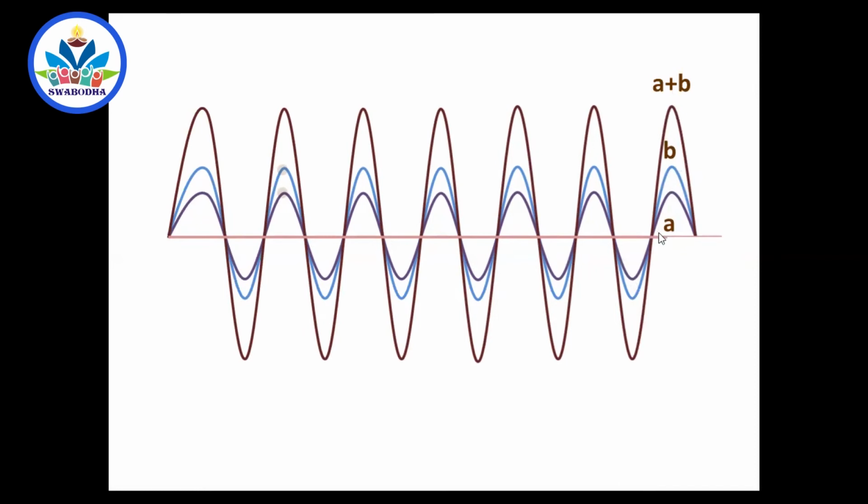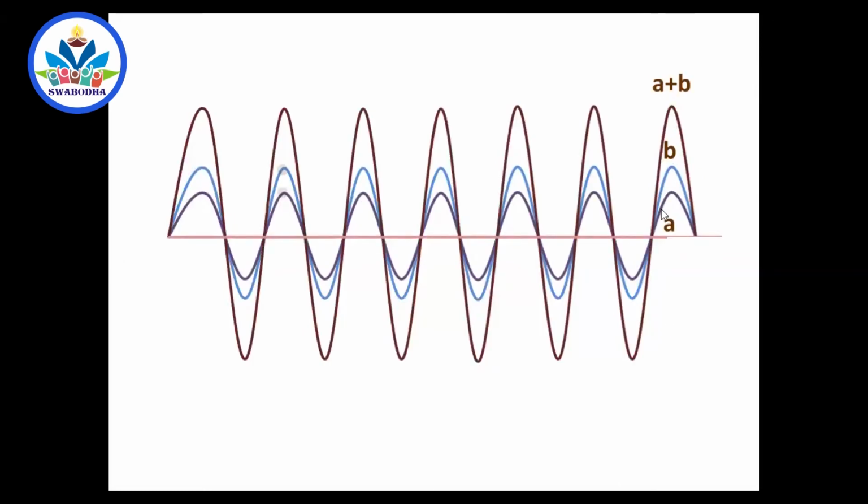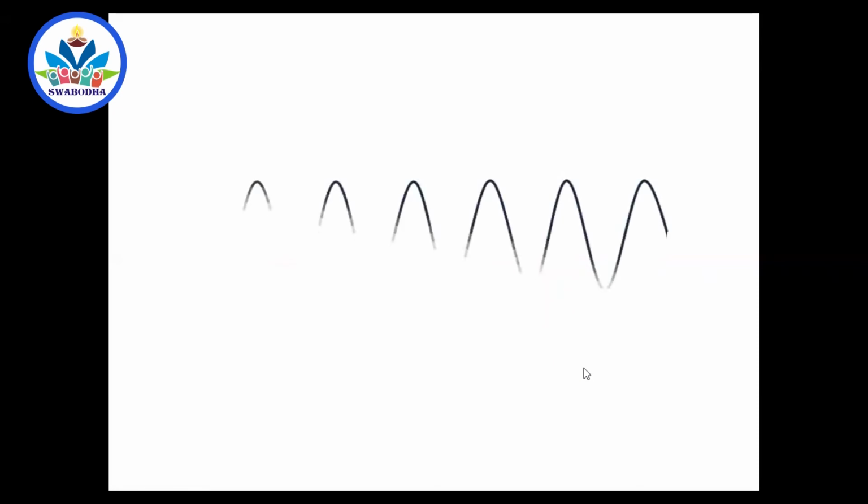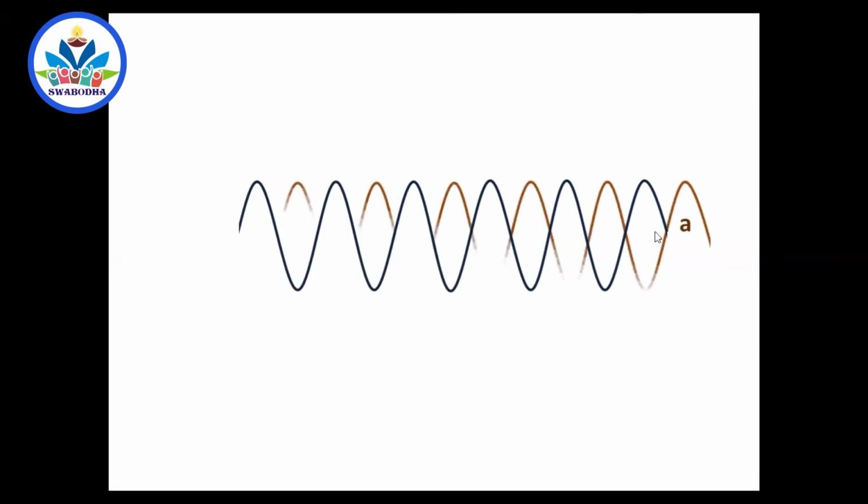What is this interference called? It is called constructive interference. Amplitudes add up. What is the phase difference between the superposing waves? 0. Crest falls on crest. It is a constructive interference. Amplitude is A plus B. Now see a situation like this. Now let me keep the second wave a little bit forward.